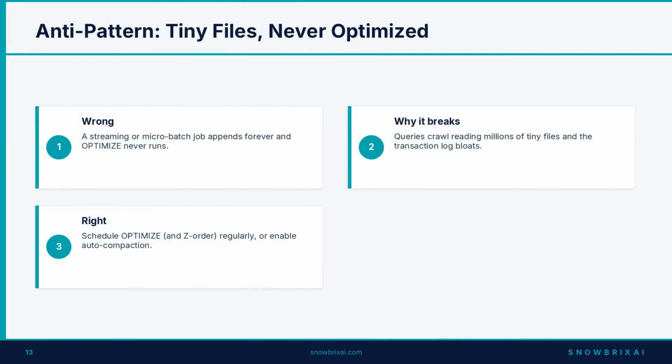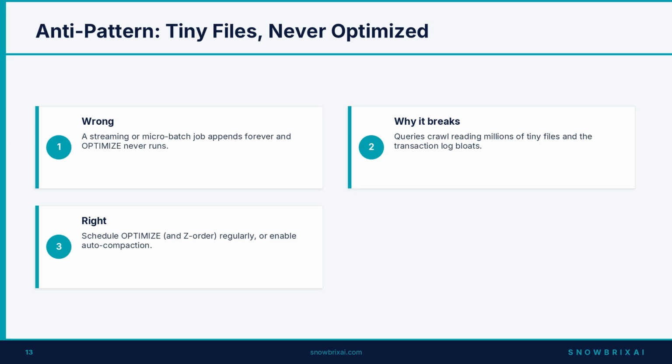Now, let me warn you about the most common Delta mistake. I see the wrong pattern. A streaming or microbatch job appends forever and optimize never runs. Not once. Why does it break? Queries start to crawl, reading millions of tiny files, and the transaction log itself bloats with every append.